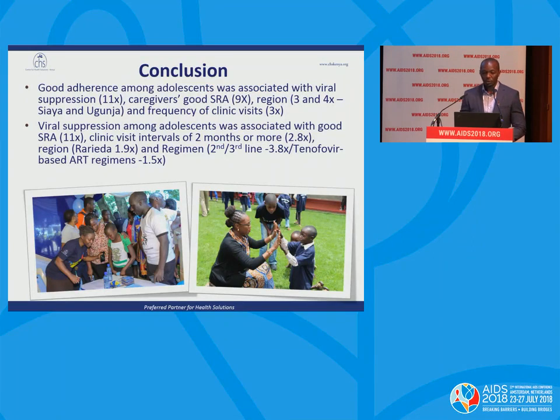In conclusion, we found that good adherence among adolescents was associated with viral suppression, good adherence reported among the caregivers, the region, as well as frequency of clinic visits. Viral suppression among adolescents was associated with good self-reported adherence, clinic visit intervals of 2 months or more, region, and regimen type, whether it was a second or third line regimen.